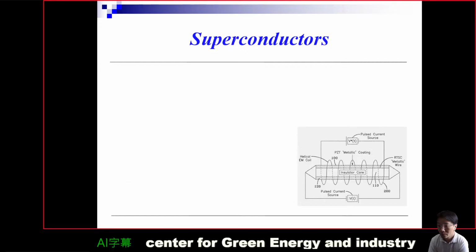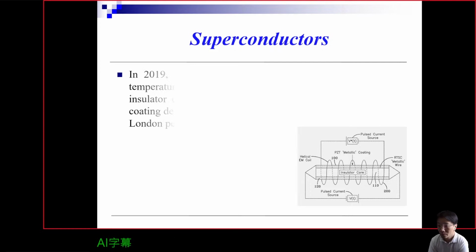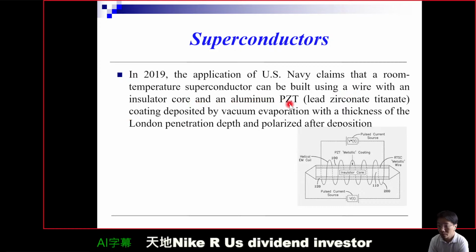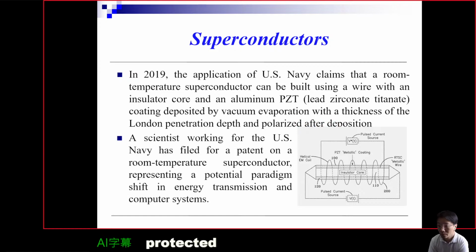Okay, there is something a little bit weird, which is in 2019. The U.S. Navy claimed that a room temperature superconductor can be built using a wire with an isolated core and aluminum PZT, lead zirconium titanate, coated by vacuum evaporation with a thickness of the London penetration depth and polarized after the deposition. So a scientist who works for the U.S. Navy has filed for a patent.